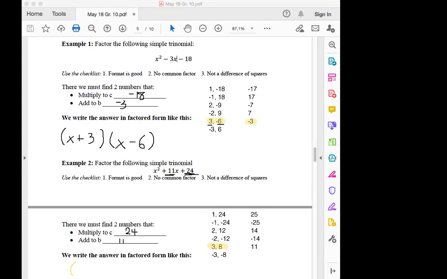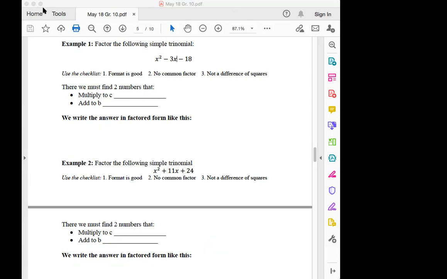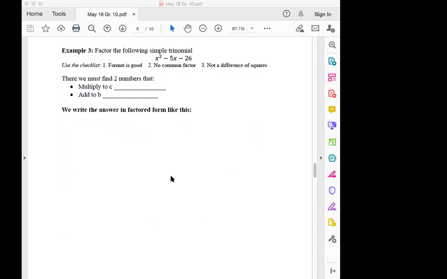And then all you do is you do your brackets. Oh, I didn't mean to do yellow. So you do your two brackets. You're going to do x plus the first number. And then x plus our second number that we found. And that's it. That is our answer. So I'm going to erase this. And we have a third example before you try it on your own.